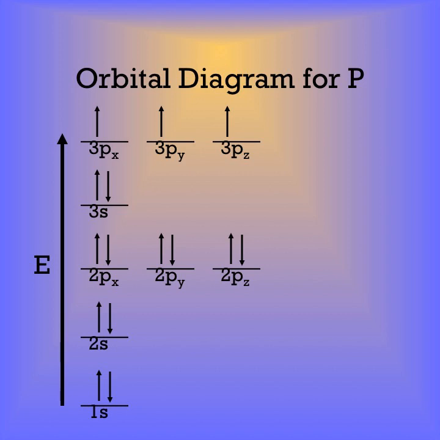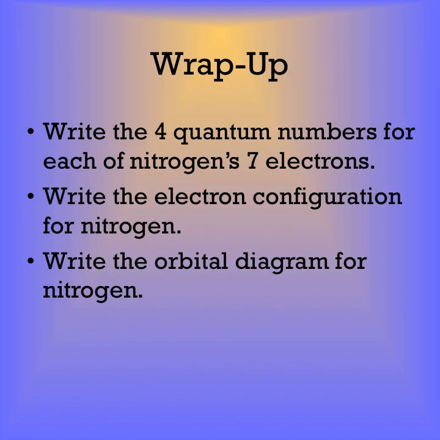Okay, boy, this is a long one, isn't it? Told you, it's big bad stuff. As a wrap-up, I asked my students in class to write the 4 quantum numbers for each of nitrogen's 7 electrons, and then to write the electron configuration for nitrogen in longhand, and then to write the orbital diagram for nitrogen. And boy, it's neat how they all work together. And the 3 methods, quantum numbers, electron configurations, and orbital diagrams, just really reiterate where electrons live.